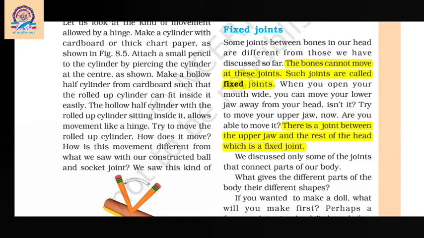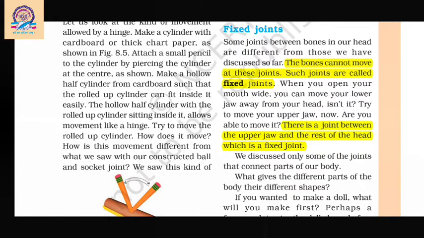This is the third part of chapter 8, Body Movements. In the previous part we have seen different types of joints, in which some joints have bones that are freely movable and some other joints have bones that are partially movable. Today we are going to start with fixed joints. That means in these joints the movement is minimum. The bones cannot move at this joint. That means no movement. Such joints are known as fixed joints.